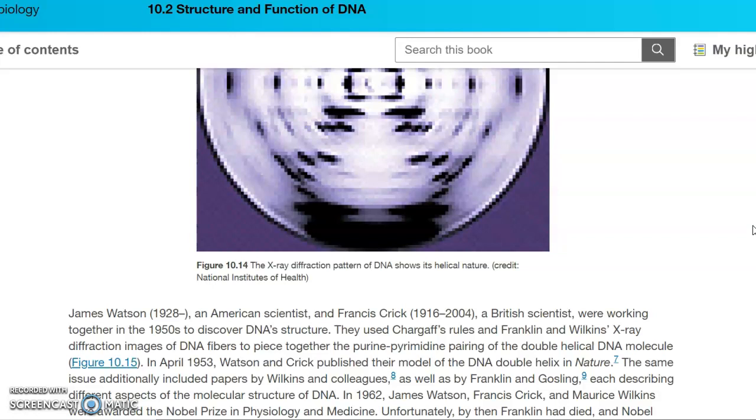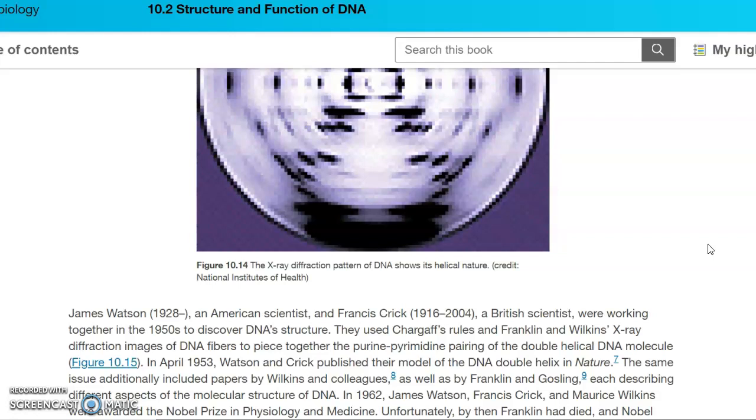So they published their model in the journal Nature in April of 1953. In this same issue, there were papers from Wilkins and his colleagues, and also Franklin and her graduate student Gosling, each describing the different aspects. And so in 1962, Watson, Crick, and Wilkins won the Nobel Prize for their discovery of the structure of DNA.